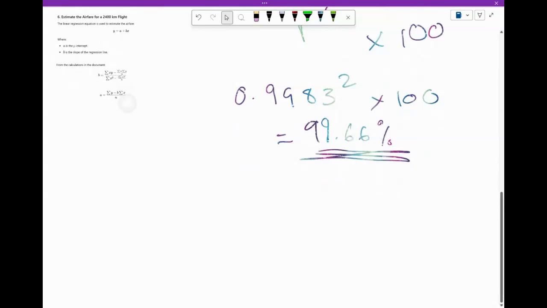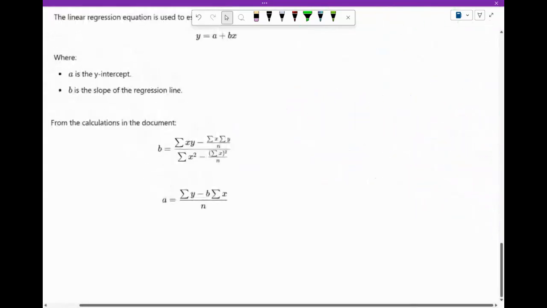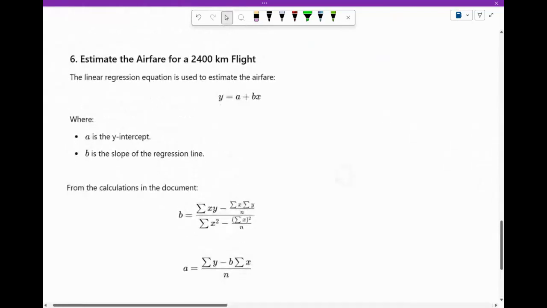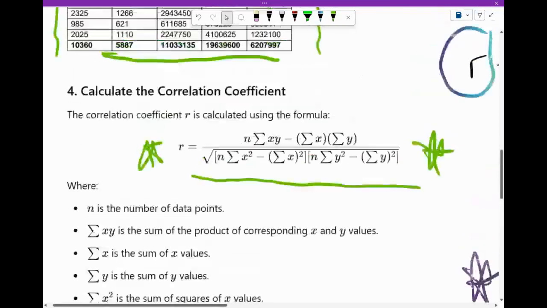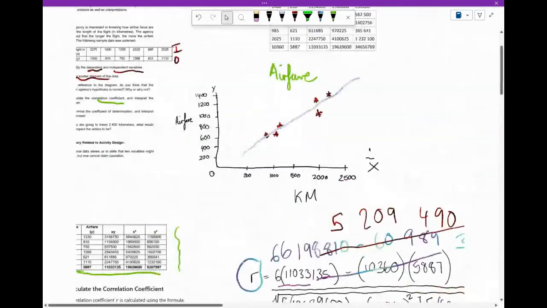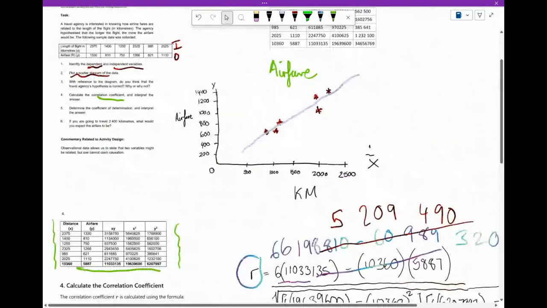question there. Then the last thing they're asking us to do there, and I'm just zooming in, is to now estimate the airfare for a 2,400 kilometer flight. The linear regression equation is used to estimate the airfare. Okay, and we've seen this before. Y is our dependent variable, and remember it's our airfare. We want to predict our Y.